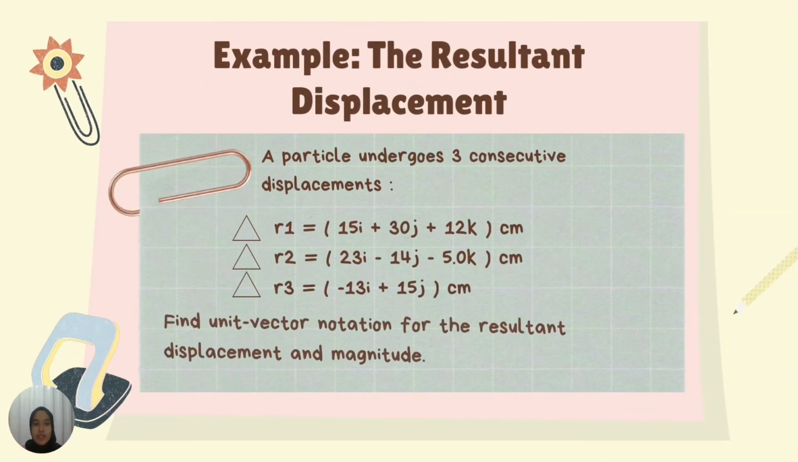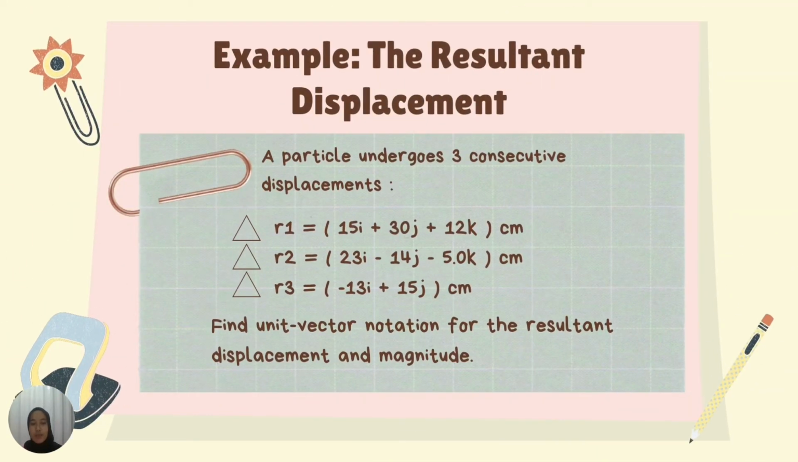Okay, now I will continue with the example, which is the resultant displacement. A particle undergoes 3 consecutive displacements, delta r1, delta r2, and also delta r3. Find the unit vector notation for the resultant displacement and its magnitude.